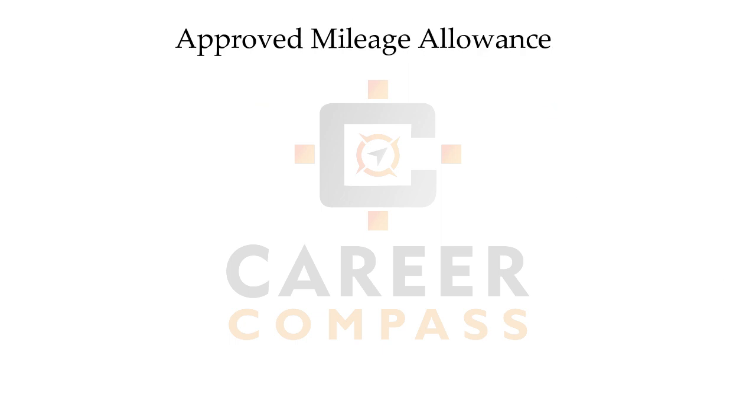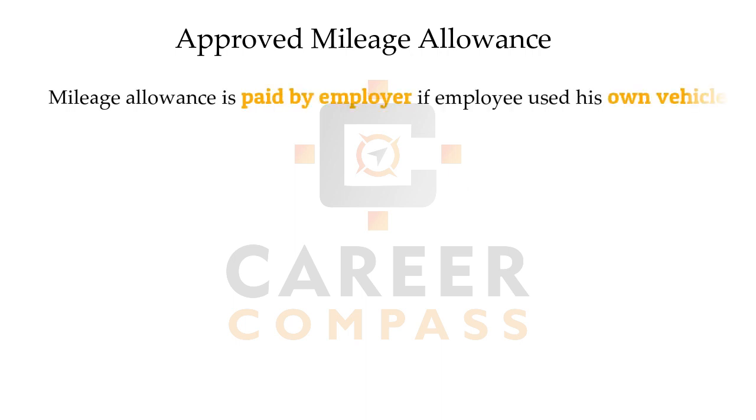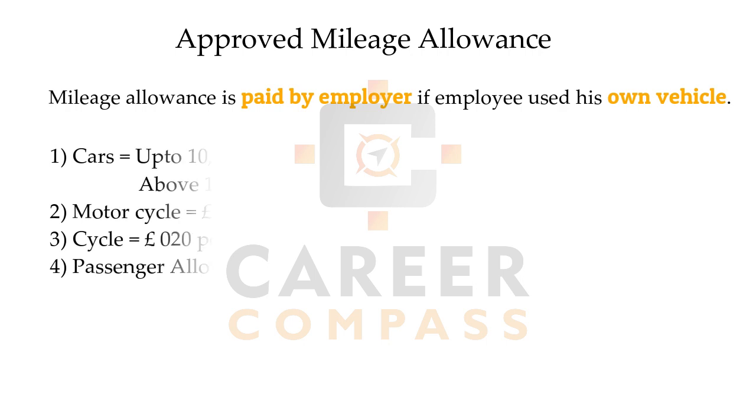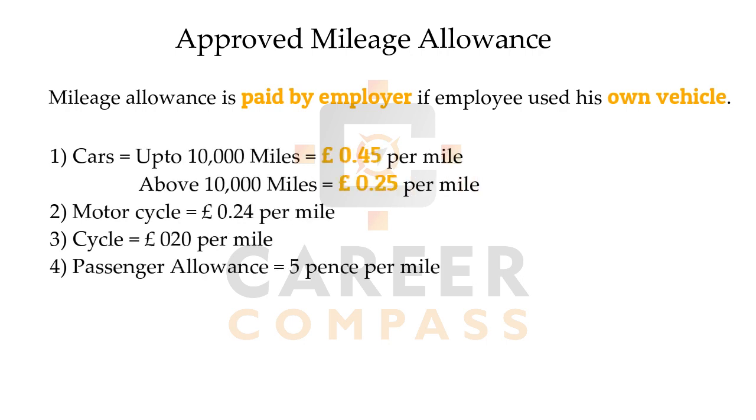Now the next concept, students, is the approved mileage allowance. It is paid by the employer to the employee if the employee has used a personal vehicle for business purposes. Here HMRC has given the standard rate of the allowance that the employer should give to the employee per mile. But if the employer is giving more than the standard allowance, then the excess amount will be taxable under employment income to the employee. And if the employer has given less than the standard allowance, then the shortfall will be allowed as a deduction from the pro forma.